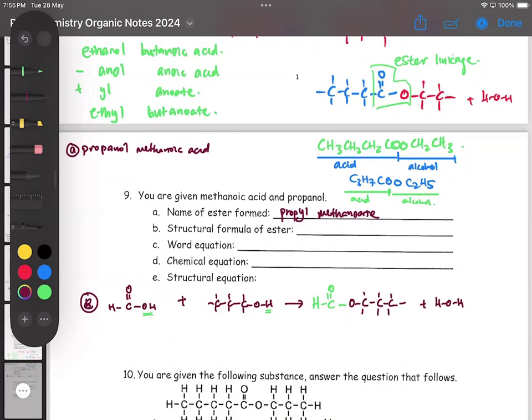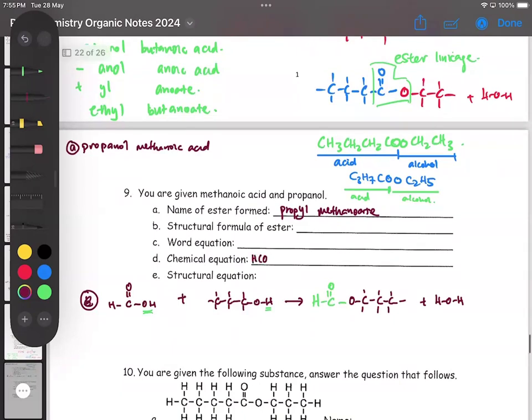So for the chemical equation, I'll just follow exactly the structural. So we have a methanoic acid. We have the propanol, C3H7OH. And then for the ester, this part comes from the acid side, HCO. And then the alcohol side, we have the O, C3H7, and plus H2O behind.